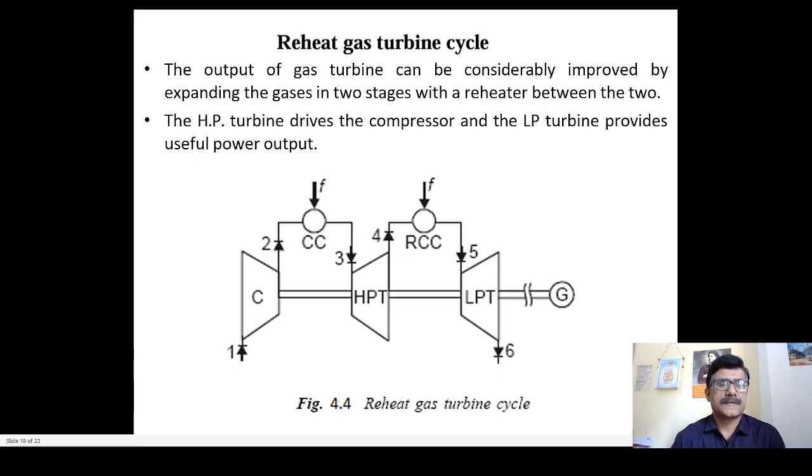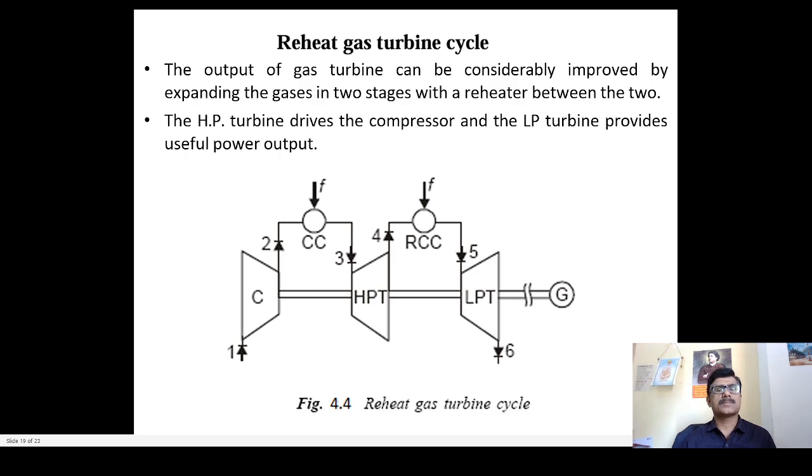We are quite aware that the output of the gas turbine can be considerably improved by expanding the gases in two stages, and we can place a reheater in between the two gas turbines. The block diagram for the reheat gas turbine cycle can be seen in this arrangement.